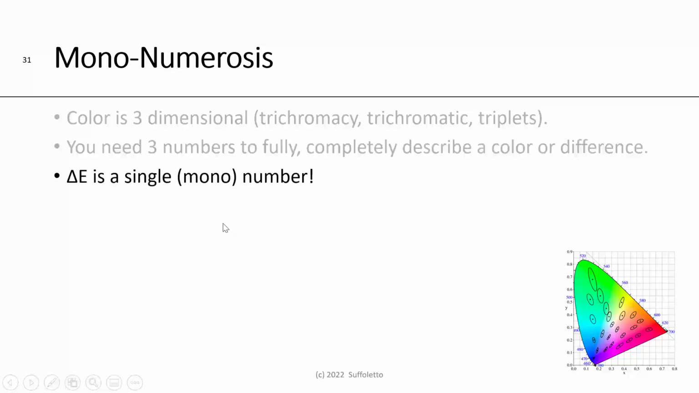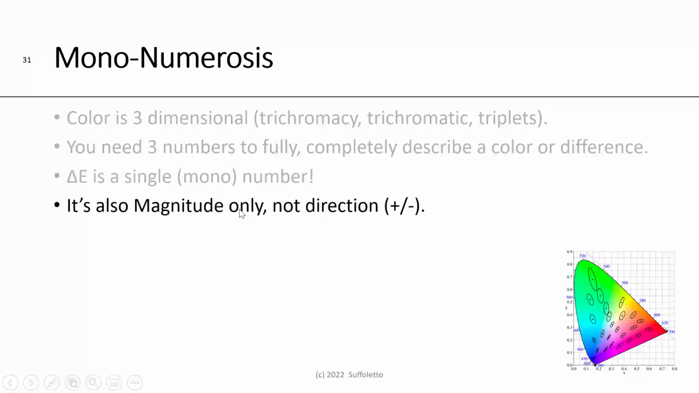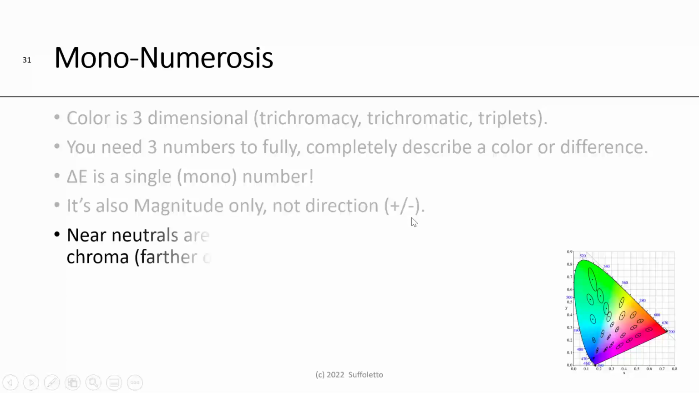Delta E is a single number, mono again. It's assumed to be equally distributed evenly by an average. It only has magnitude. It does not have direction. There is no plus or minus. So be careful. It often doubles when you change the direction.